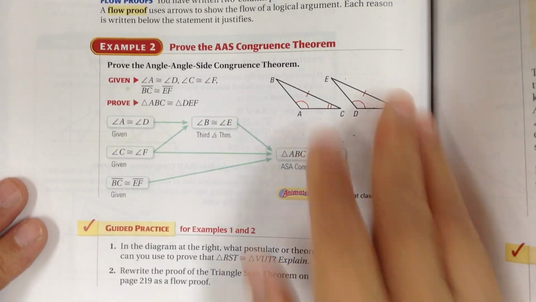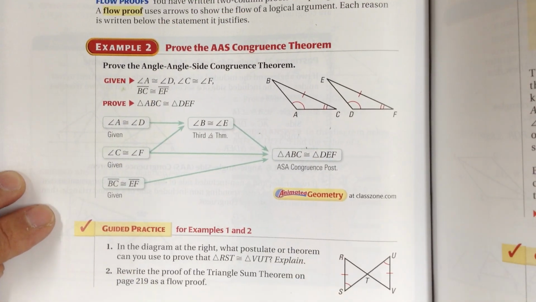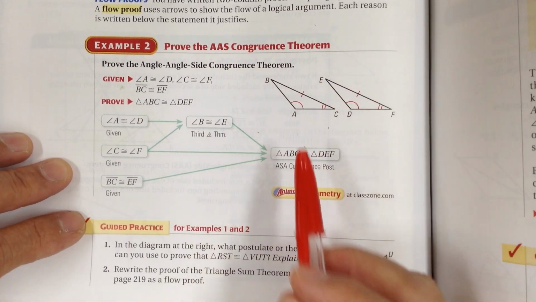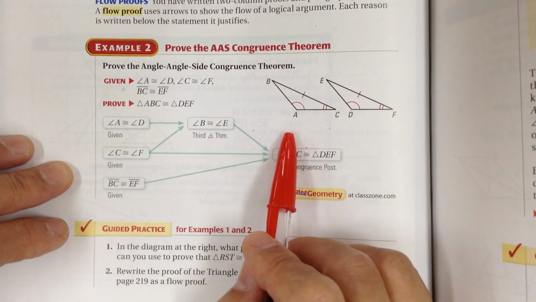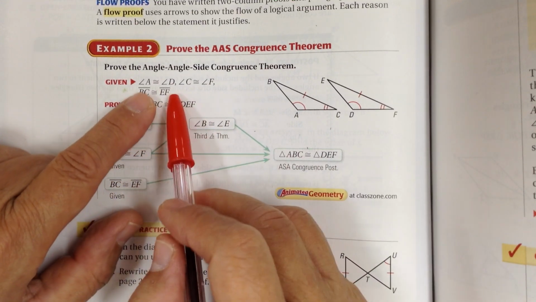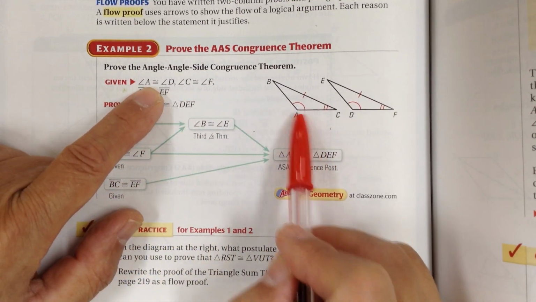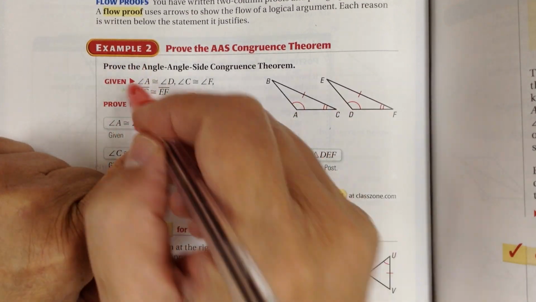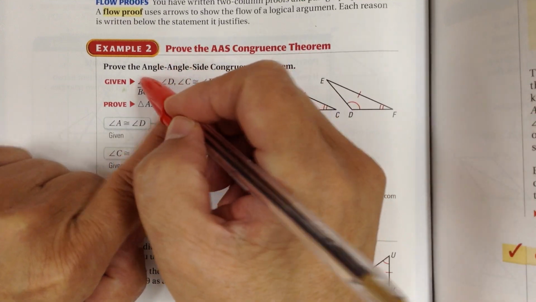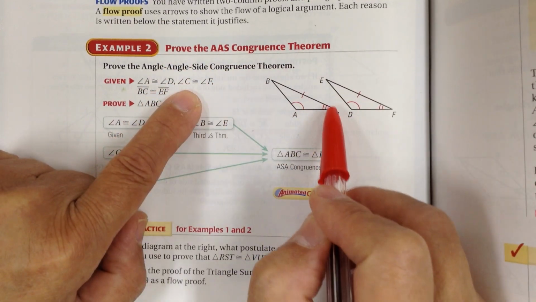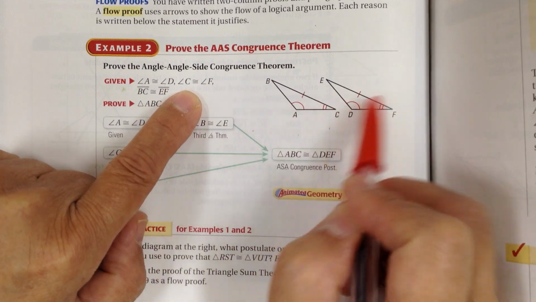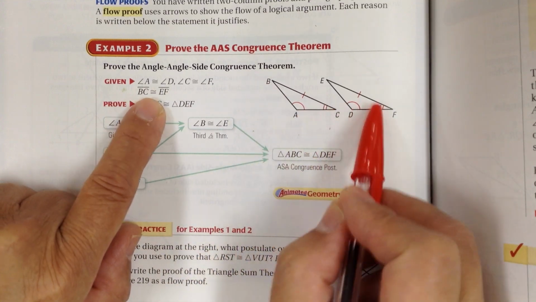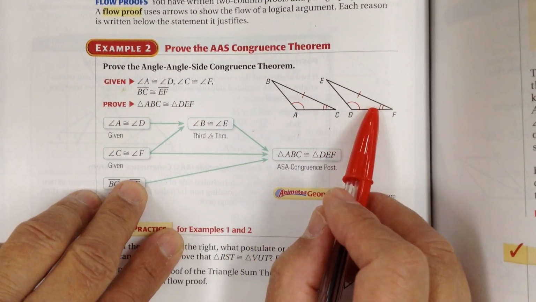Now again, let's go to example 2. Prove the AAS congruence theorem. They kind of give you the logic. Over here they give you angle A is congruent to angle D, so do the arc, see the marking. As soon as you read through, make sure you do the marking right away. You read that, you mark that. Angle C is congruent to angle F, so mark that. And they also give you BC is congruent to that. So you want to prove these.